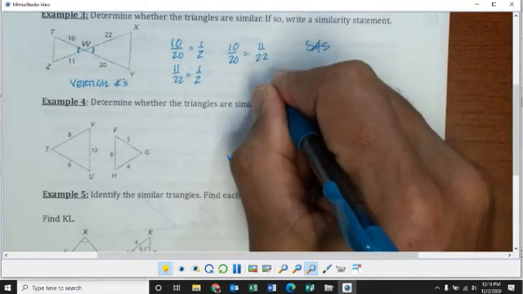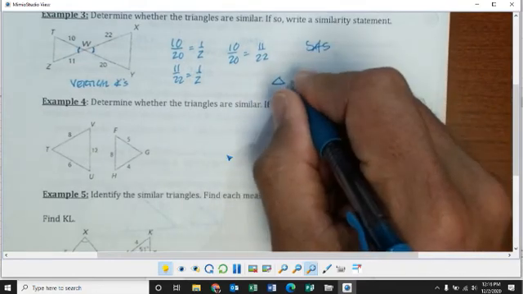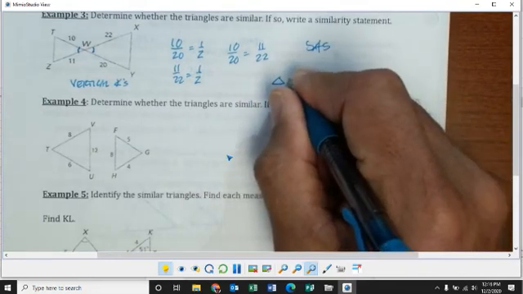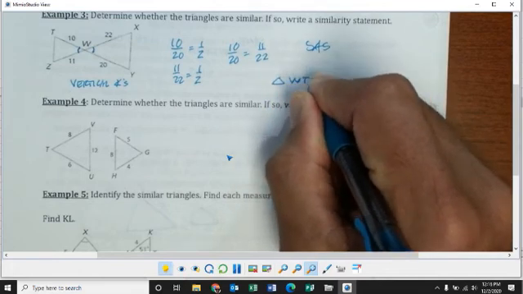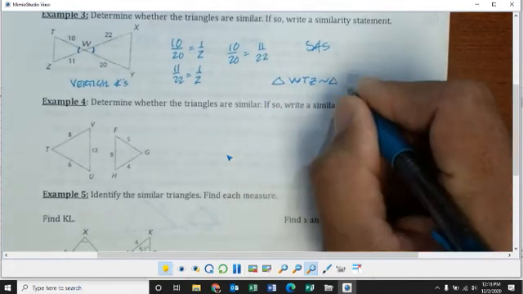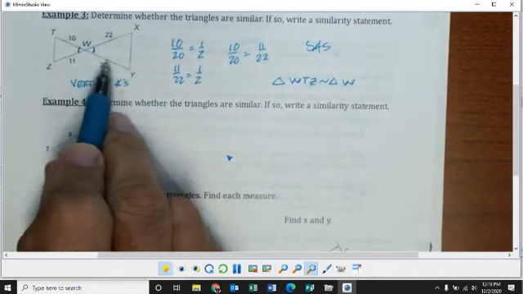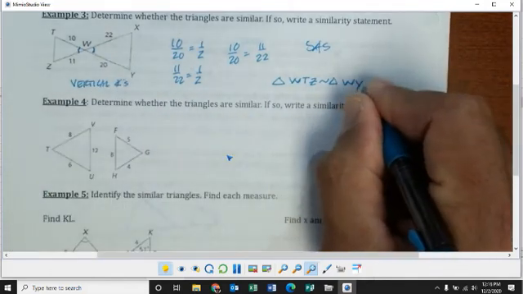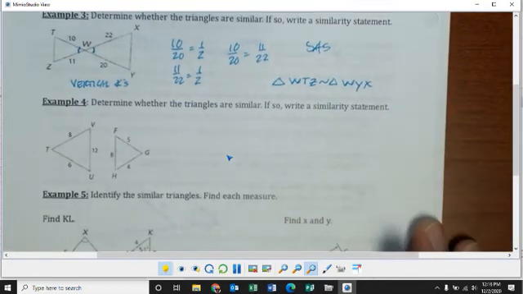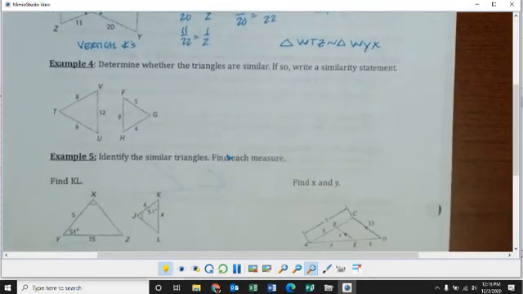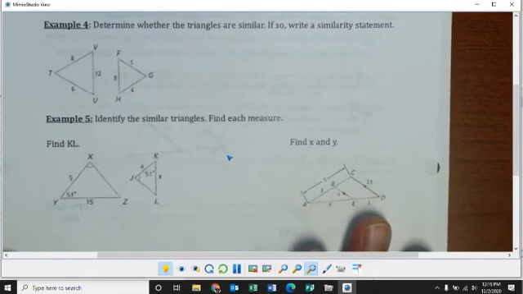And I can say triangle, and let's say we're going to start at the middle. We're going to say W, T, Z is similar to, I need to start at W. Now I did WT, the proportional side to that is WY, so this one is WYX. Example 4, give it a try on your own and let me know.